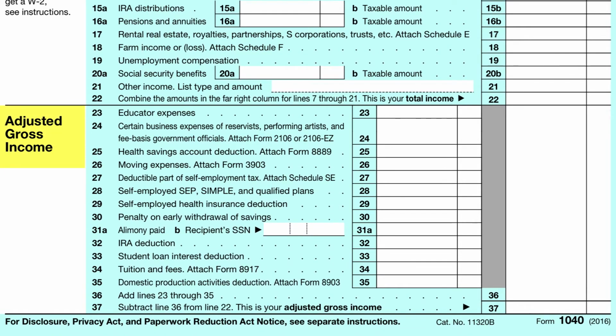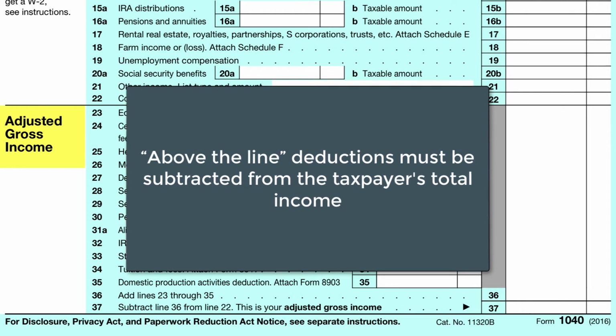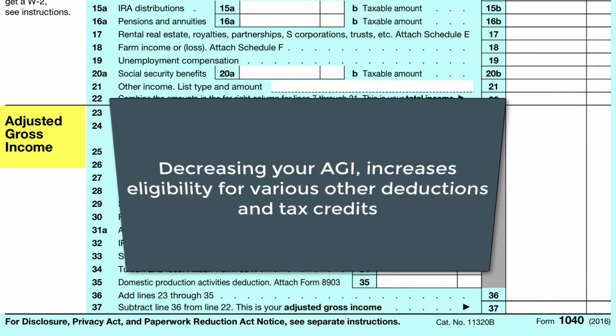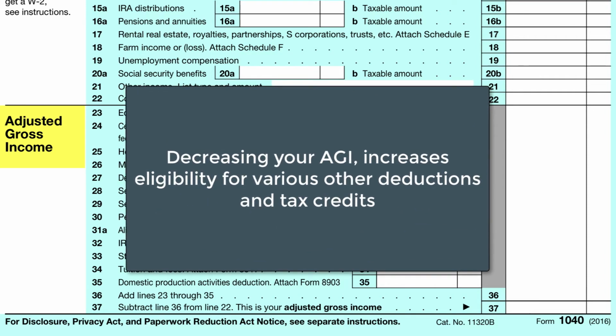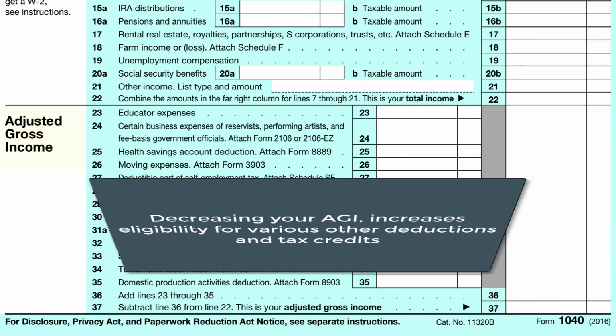To do this, the above-the-line deductions must be subtracted from the taxpayer's total income. The taxpayer's adjusted gross income, or AGI, is important because many deductions and tax credits are limited by the taxpayer's AGI. This is why above-the-line deductions are better than below-the-line deductions, as they decrease your AGI, thereby increasing eligibility for various other deductions and tax credits.